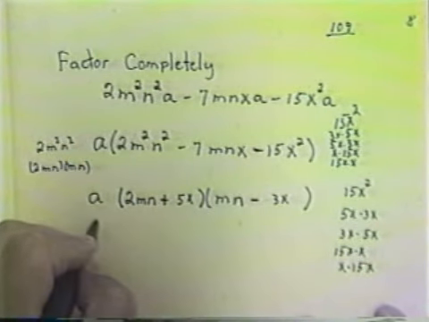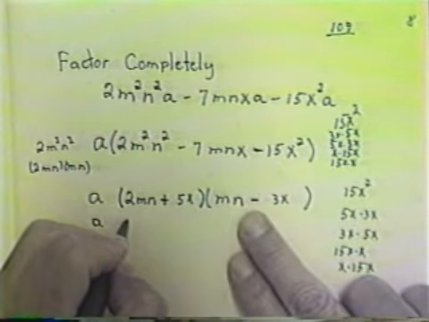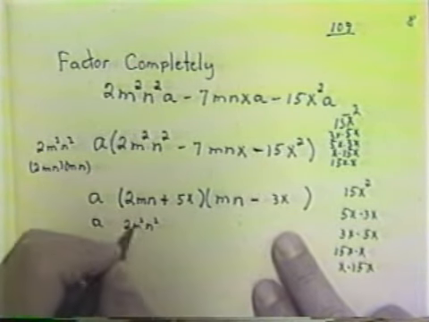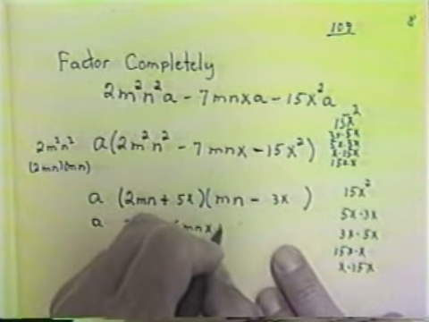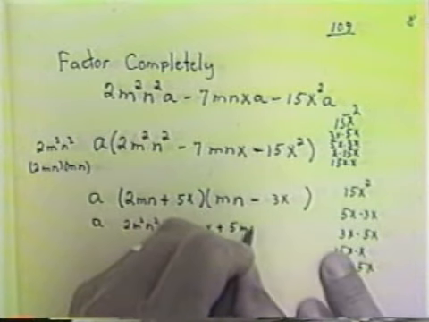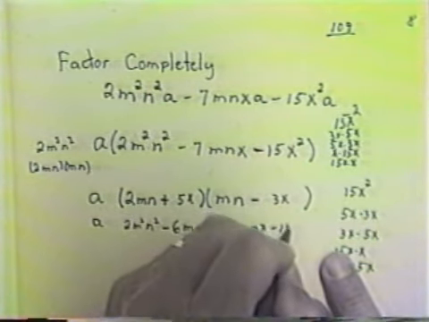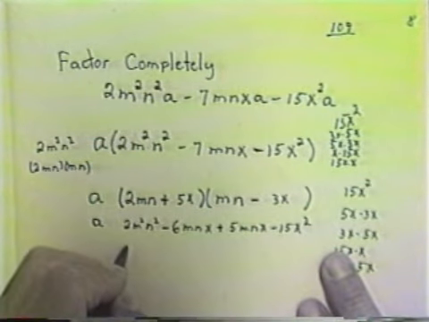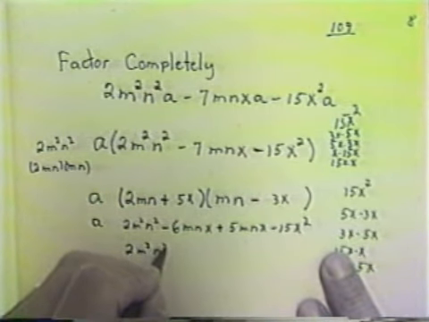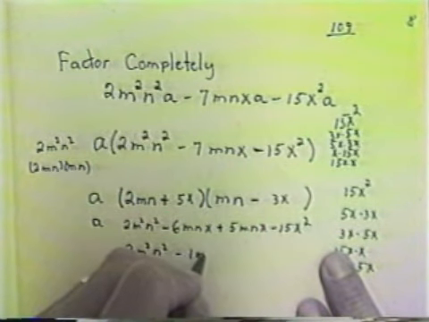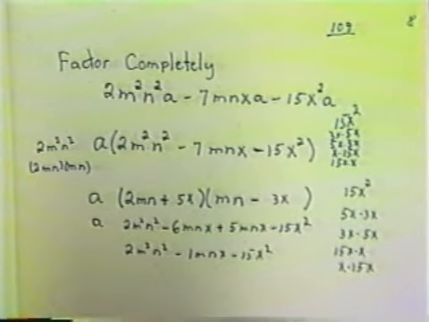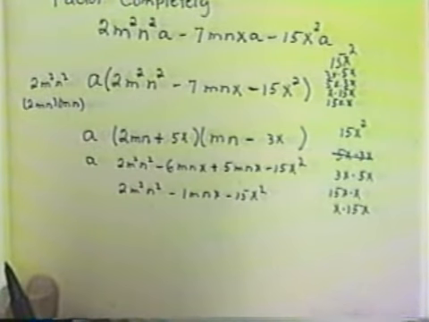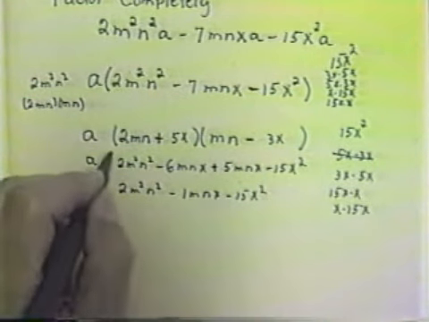Checking. I would just bring down the a, and then I have 2m squared n squared minus 6mnx plus 5mnx minus 15x squared, which gives me 2m squared n squared minus 1mnx minus 15x squared. So it appears that 5x and 3x did not work. Well, let's try something else.